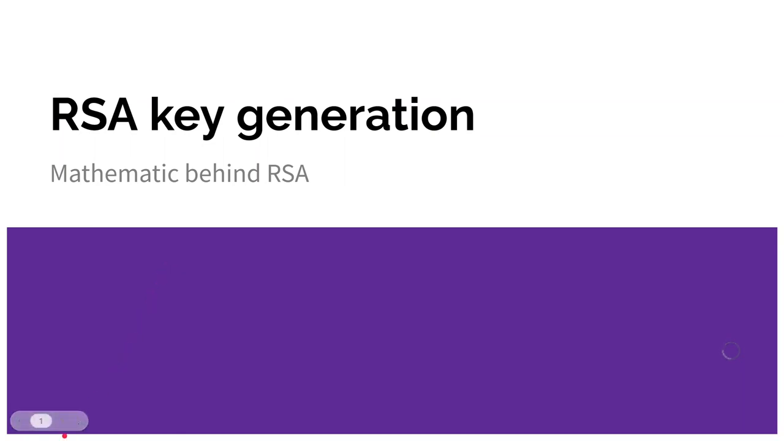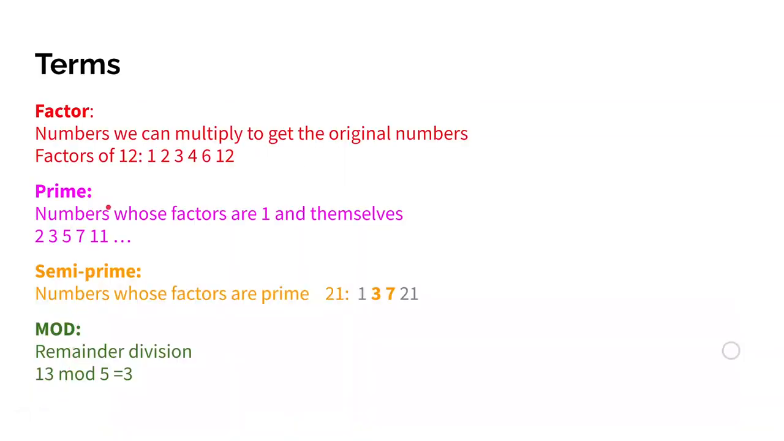Let's get started. But before we go to the mathematics, we need to be familiar with four terms. First of all is factor. Factors are numbers we can multiply to get the original number. For example, 12 has the factors 1, 2, 3, 4, 6, 12. It means, let's say, 3 multiplied by 4 equals 12. So they are the factors.